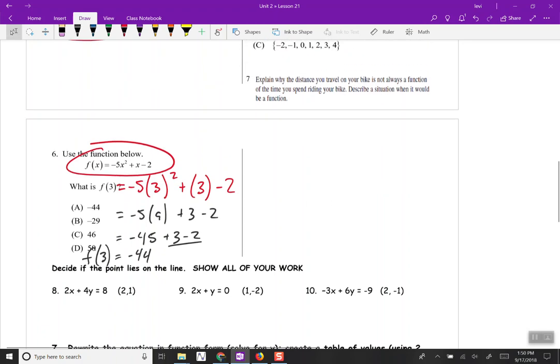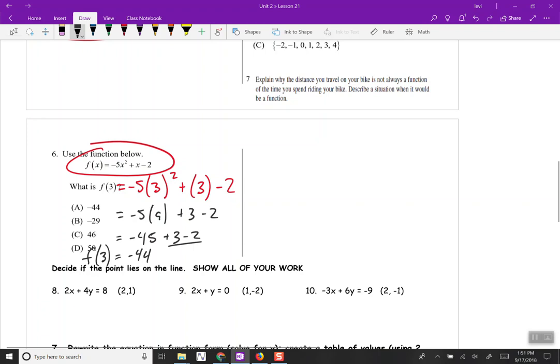7 says, explain why the distance you travel on your bike is not always a function of the time you spend riding your bike. Describe a situation when it would be a function. Alright, so why would it not be a function? Well, it could be a function, but what else? Time you spend riding your bike. Well, it's not always a function of the time you spend riding your bike. Describe when it would be a function.